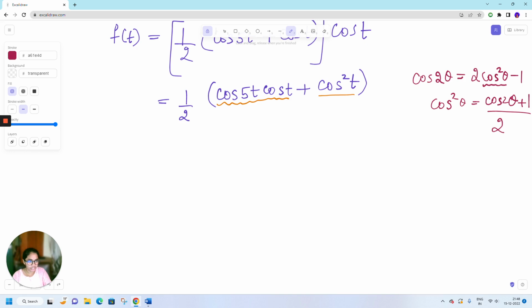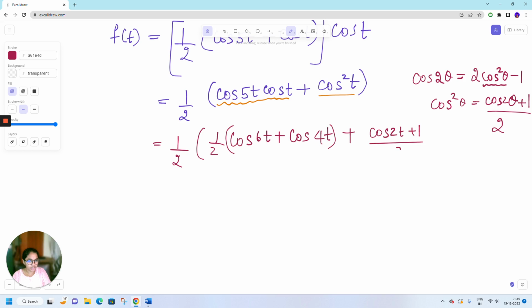So here, instead of theta, we have t. What would I get? I would get half into half, cos A plus B, that is 6t, plus cos 5t minus t, that is 4t, plus cos 2t plus 1 divided by 2. Okay, so for the first term, I applied the cos A cos B formula, and for the second term, I applied the cos square theta formula, which I have mentioned here.